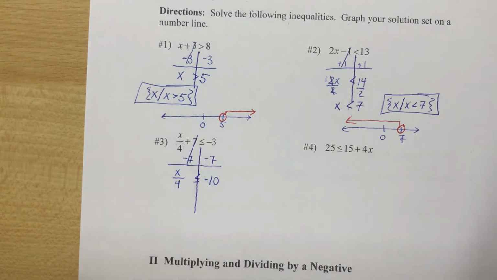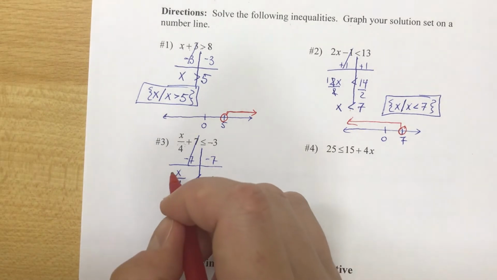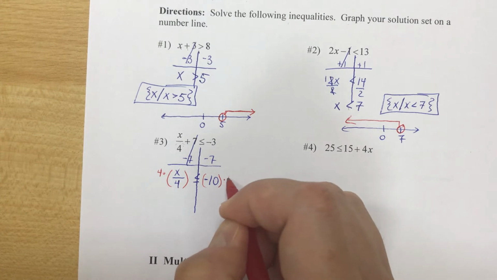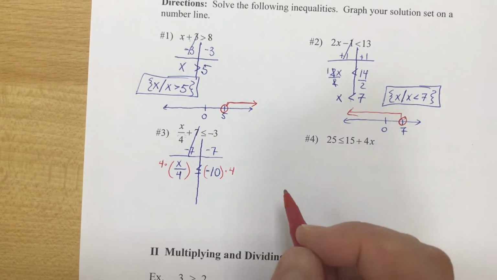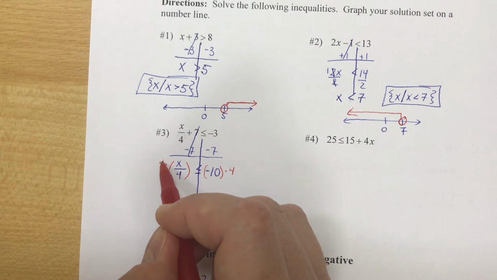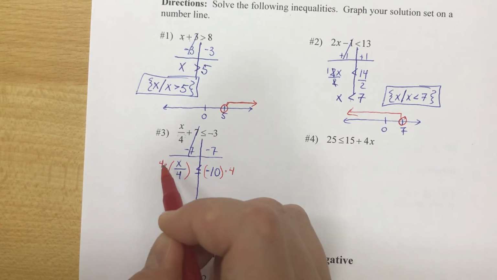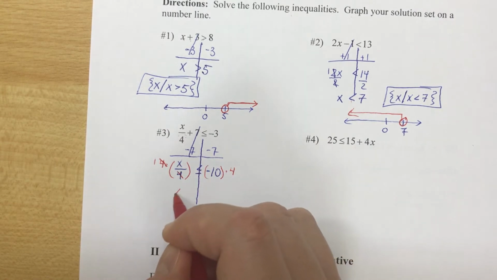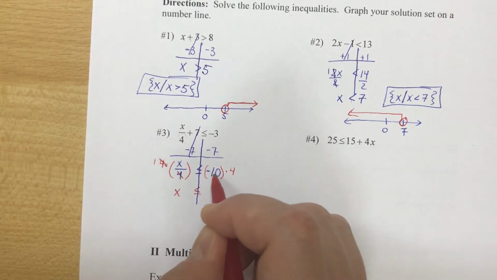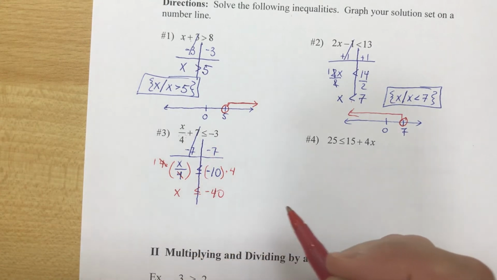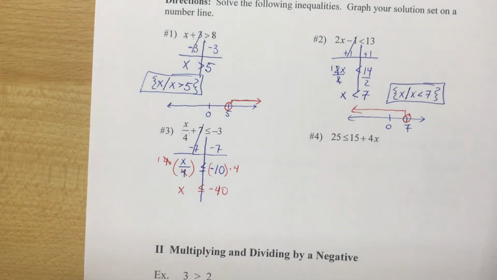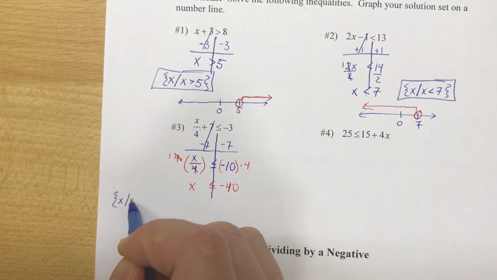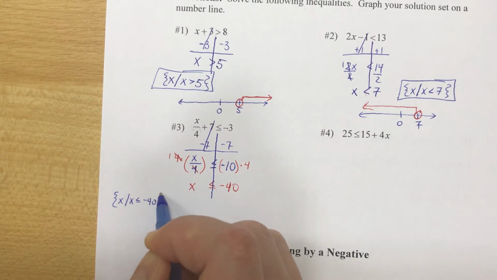Be careful with subtraction. Now, x divided by 4, to undo that, we are going to multiply both sides by positive 4. The reason we do that is that this is x divided by 4, so we multiply by 4. 4 divided by 4 is 1. So we're left with just 1x, or x less than or equal to negative 40. And so we've got our solution here. The set of x's such that x is less than or equal to negative 40.